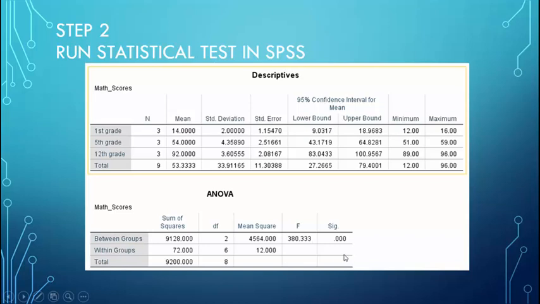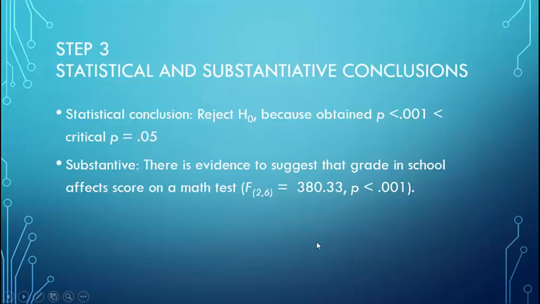We're comparing this to our alpha of 0.05, and 0.00 is less than 0.05. So, our conclusions. Statistical conclusion, we will reject the null because our obtained P of less than 0.001 is less than the critical P of 0.05.